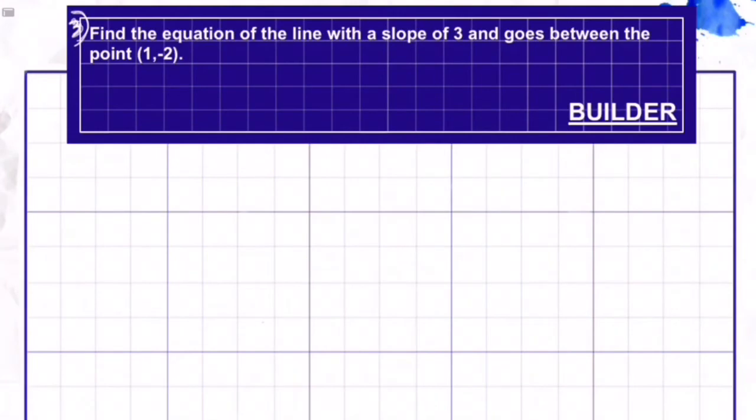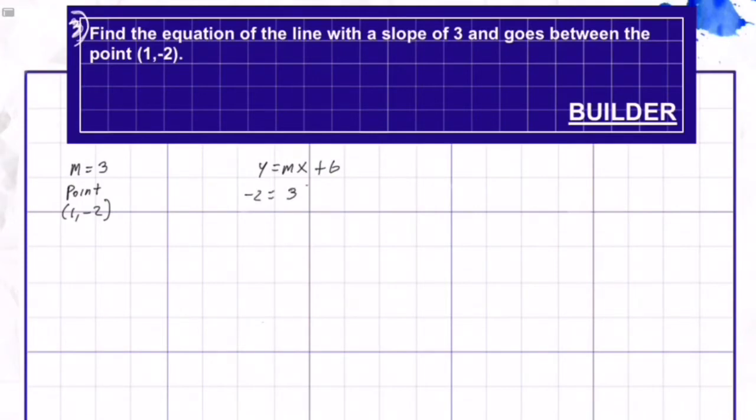So let's do the third example. Find the equation of the line with a slope of 3 that goes through the point 1, comma, minus 2. We had that the slope is 3, and we have that the point is 1, comma, minus 2. Point 1 is x and minus 2 is y. So we're going to use the standard form of the equation of the line to find the equation. We have that y equals mx plus b. M is slope and b is the y-intersection.